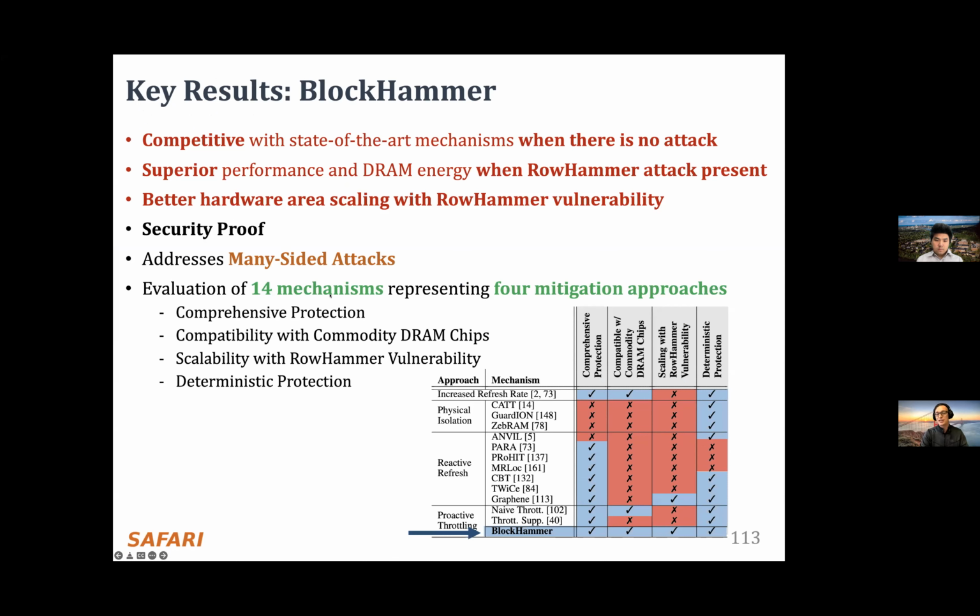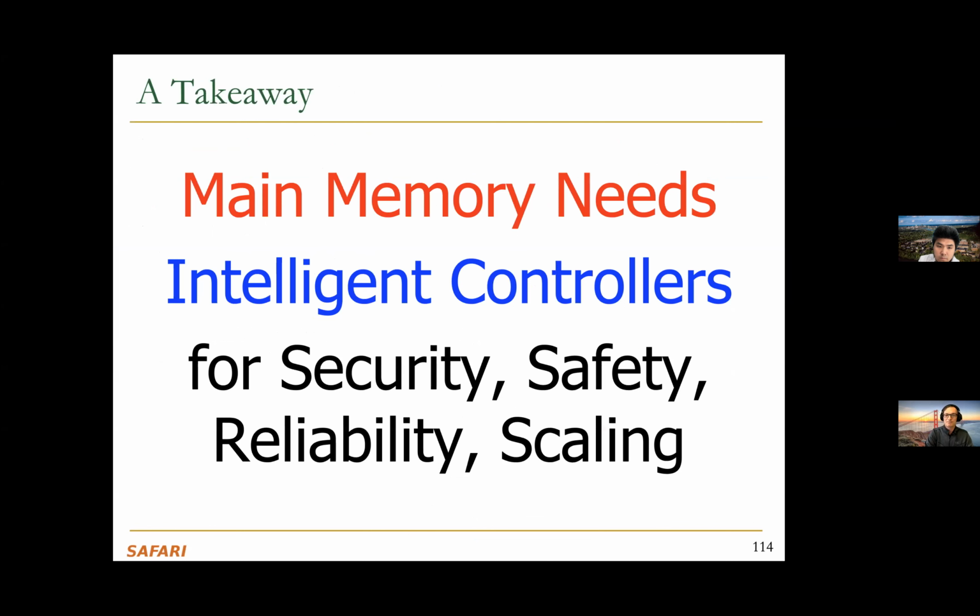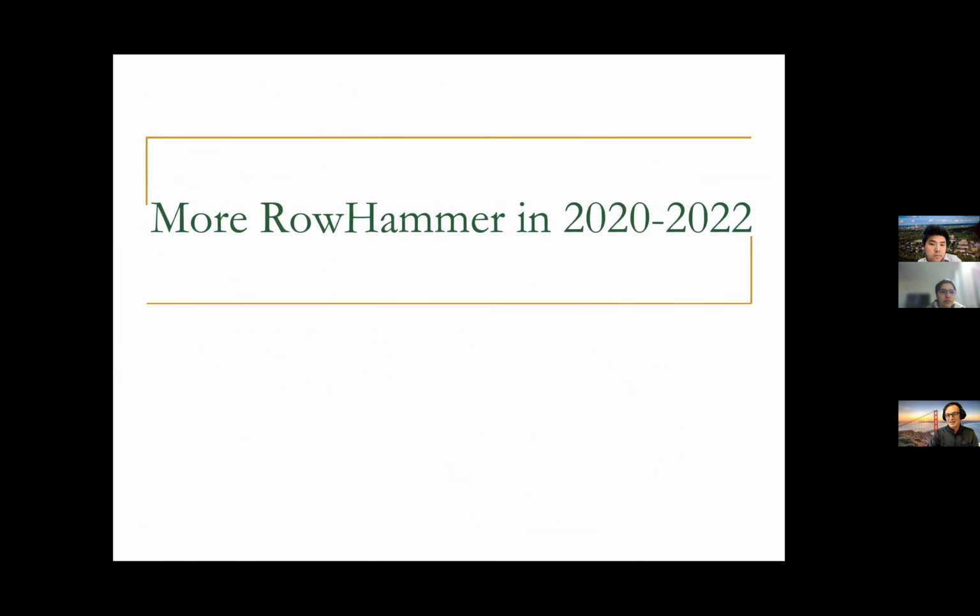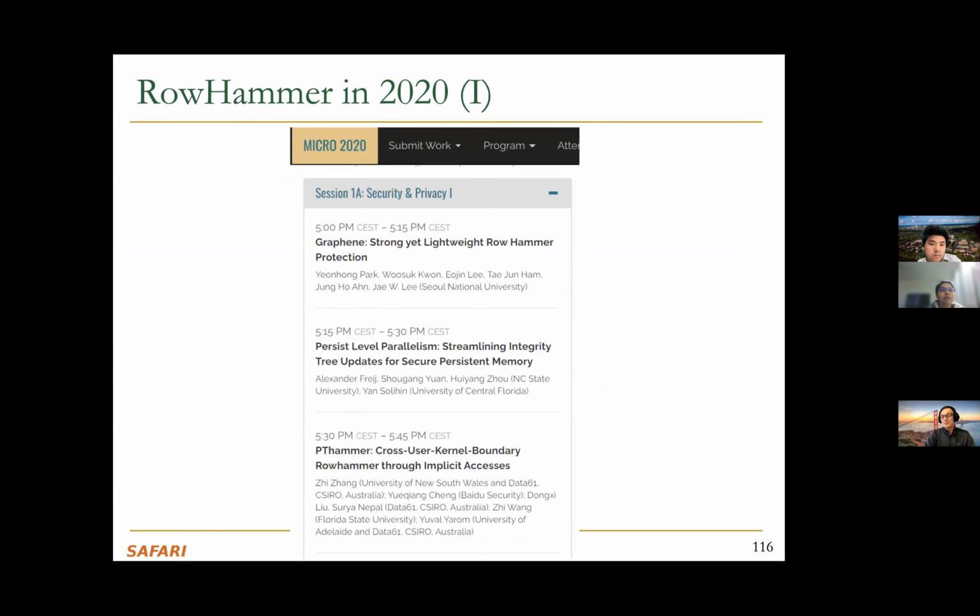And we study 14 mechanisms representing 4 mitigation approaches in this work. And you can see that analysis. I believe going forward, we need to have more rigorous analyses of Rowhammer defenses into the future. So basically, the takeaway, in my opinion, is that main memory needs intelligent controllers for security, safety, reliability, and scaling. That controller may be implemented inside the memory chip or outside the memory chip, but I think we need to do more. So there's a lot more work that I did not cover.